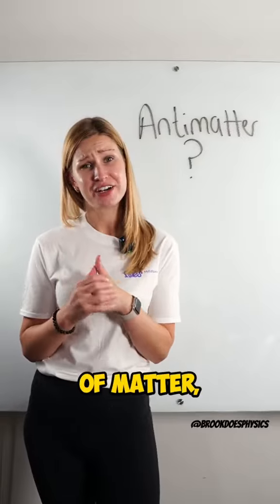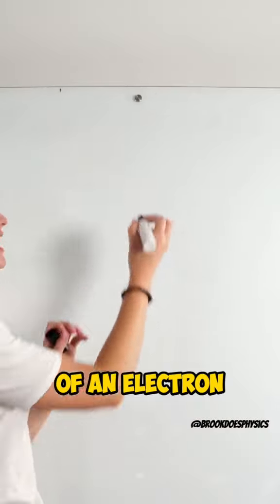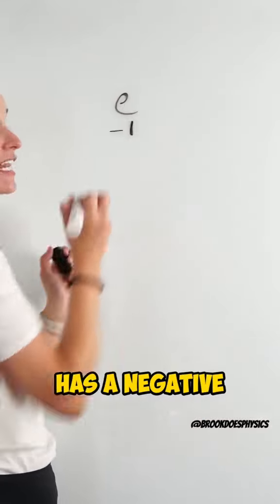I'm sure you've all heard of matter, but have you heard of antimatter? Let me show you how we use it. So everyone's heard of an electron from high school science. So an electron, we all know from high school science, has a -1 charge.